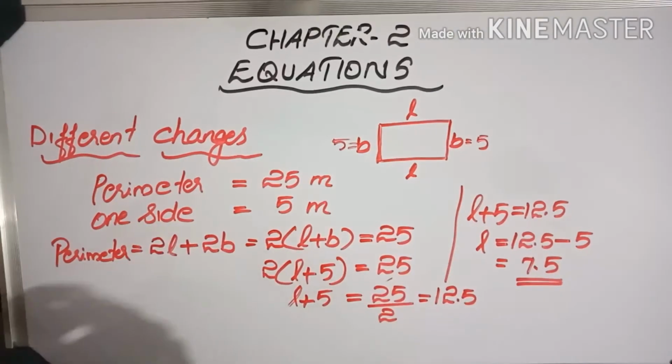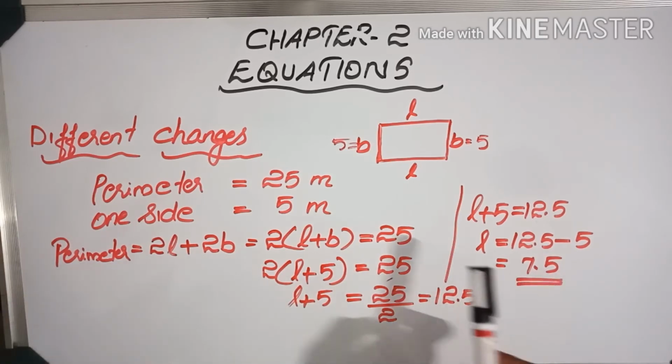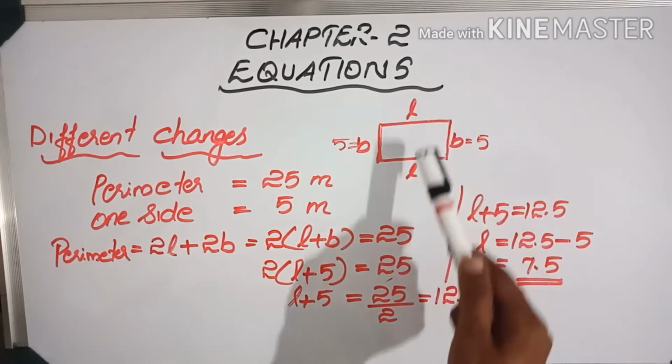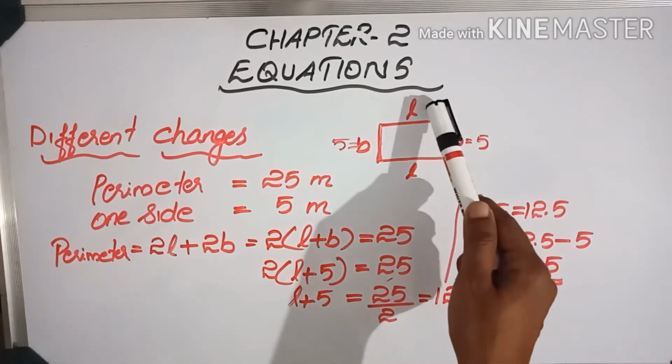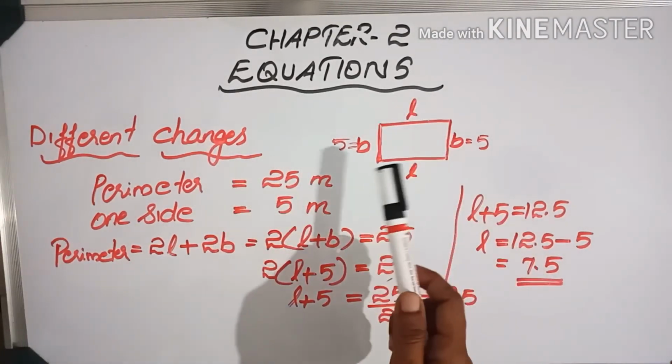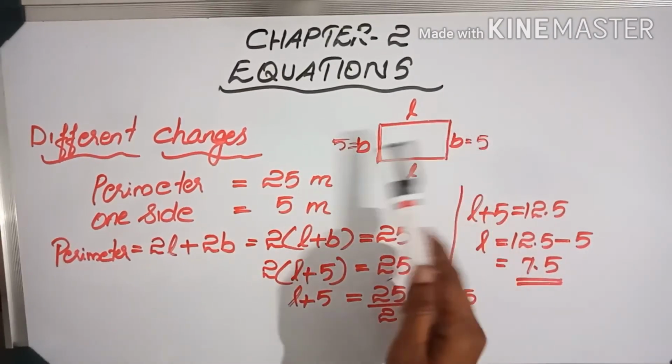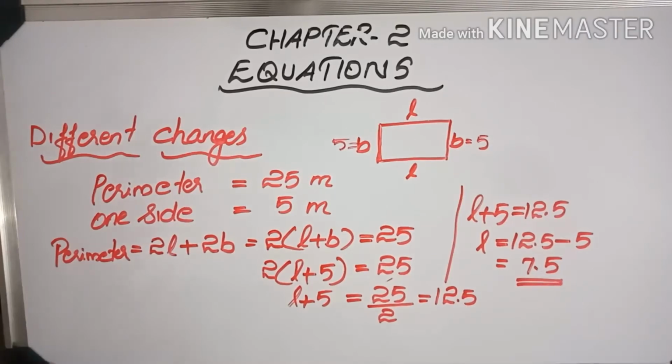So 7.5 is the length of this rectangle with the perimeter as 25. So this is the answer. Length is 7.5 and breadth is 5. 7.5 here, 7.5 here, so the total will be 7 and a half plus 7 and a half, 15. Then 5 and 5, 10. So 15 plus 10, 25 we will get.